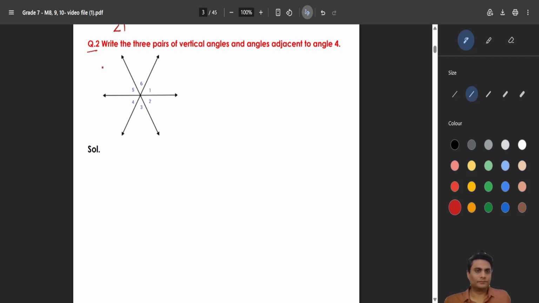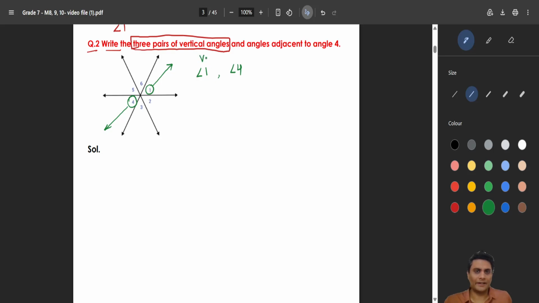Question number 2. Write the three pairs of vertical angles. Okay, first, let us write the three pairs of vertical angles. Vertical angles, meaning the angles which are opposite to each other. If I see angle 1, check. Angle 1 is going in this direction, correct? The opposite should be here in this direction, correct? So which angle do I see? Angle 4. So angle 1 and angle 4 are vertical angles, right?